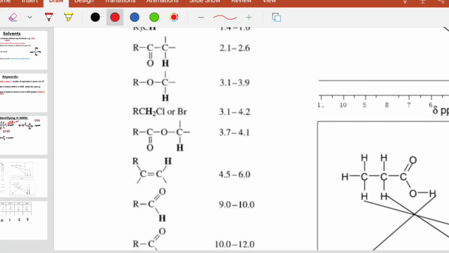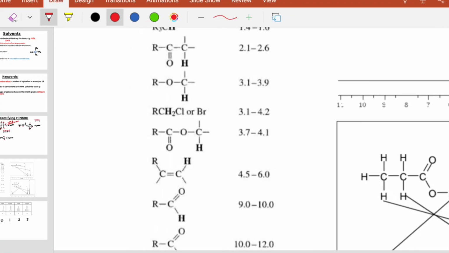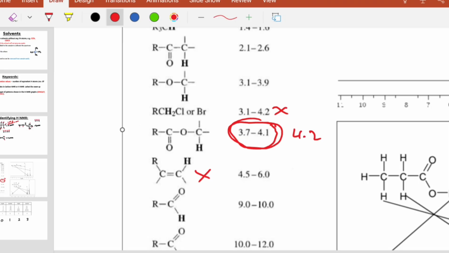So it definitely can't be an alkene. Therefore, it has to be within this range. And it can't be this also. So it's definitely this one. Also, they might give you a range. So for example, what I got is up to 4.2-ish. And even though 4.2 is not within this range, it still counts because they might give a little over the range. So you have to be careful. So therefore it'll be this one.